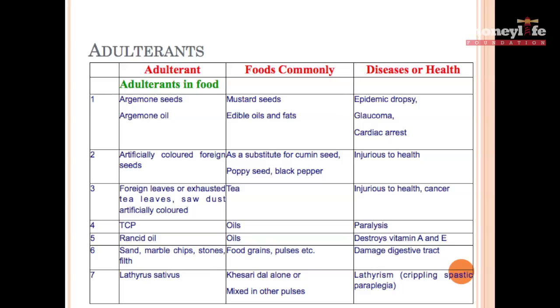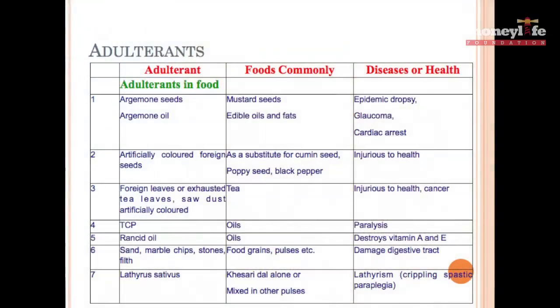Now, argemone oil is a very rare thing today; nobody adds it to edible oils and fats. But if it is there, then it causes glaucoma and cardiac problems. Foreign leaves or exhausted tea leaves, sawdust, and artificial colors are added to tea.